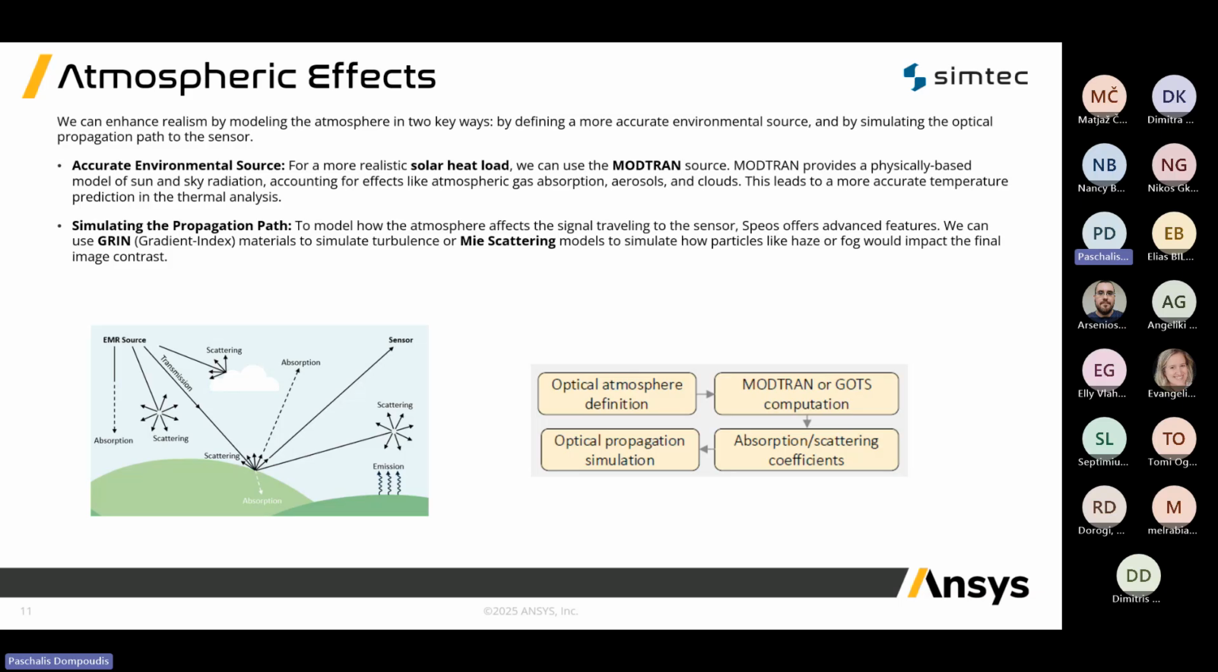The second way is that we can simulate the optical path to the sensor. While our first simulation assumed a clear path, only air between the sensor and the scene, we can add real-world impairments. We can use gradient index materials to model distortion from turbulence, or we can use Mie scattering to simulate how particles like haze or fog would reduce image contrast.